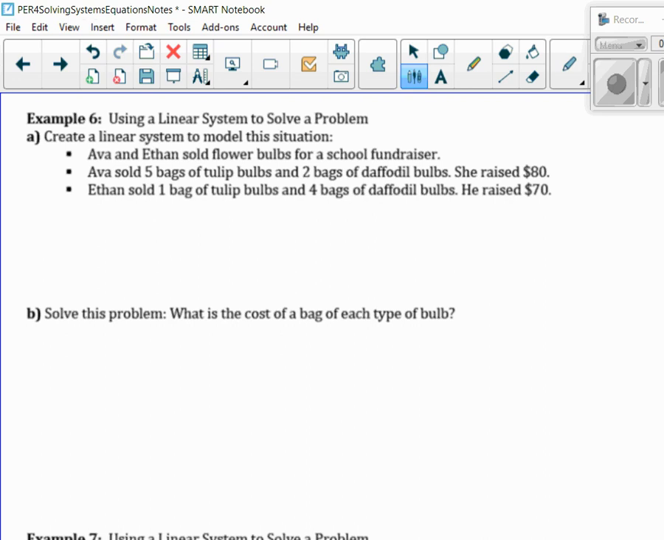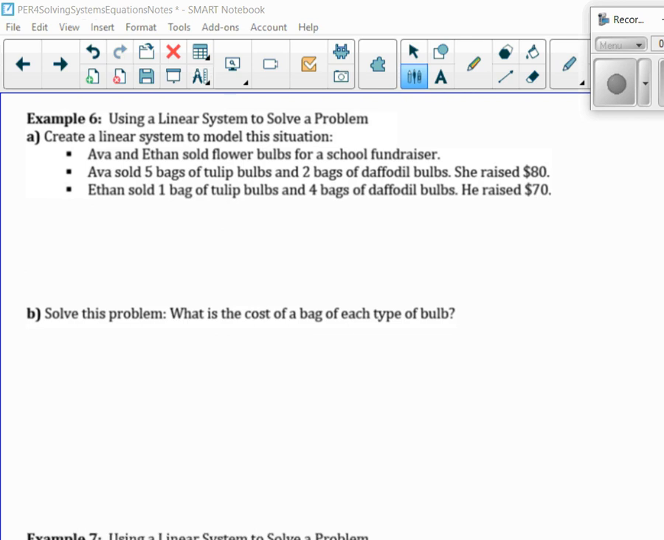Okay, so now we're going to go on to some word problems. So same thing, but we're going to try to eliminate it. Okay, so it says create a linear system to model this situation. Make sure you're specific on what the variables stand for here. Ava and Ethan sold flower bulbs for a school fundraiser. Ava sold 5 bags of tulips, 2 bags of daffodils. She raised $80. Ethan sold 1 bag of tulip bulbs and 4 bags of daffodil bulbs, and he raised $70.